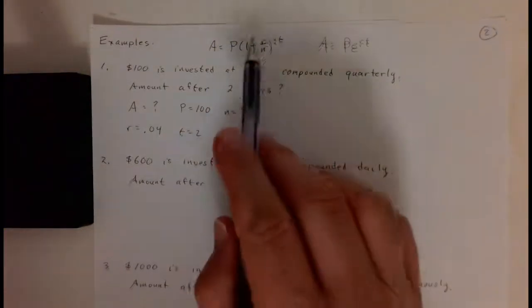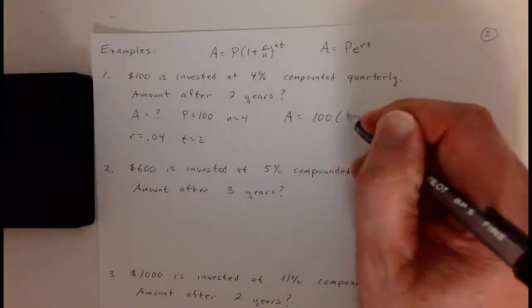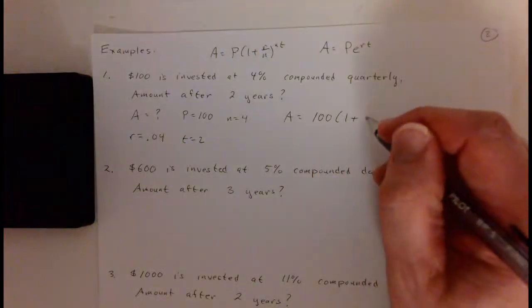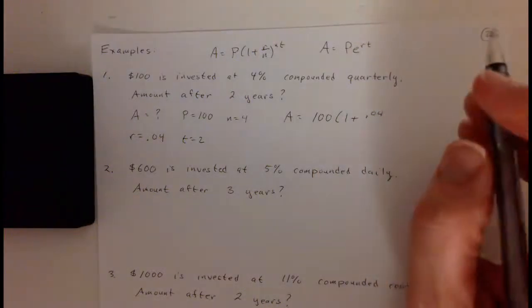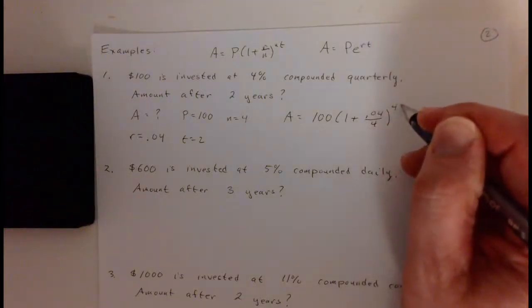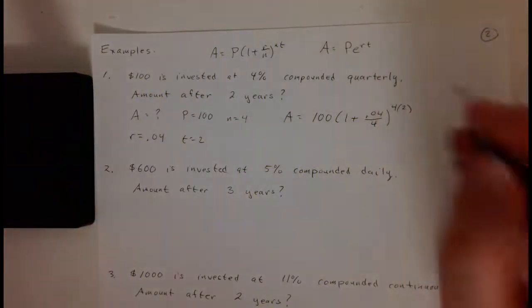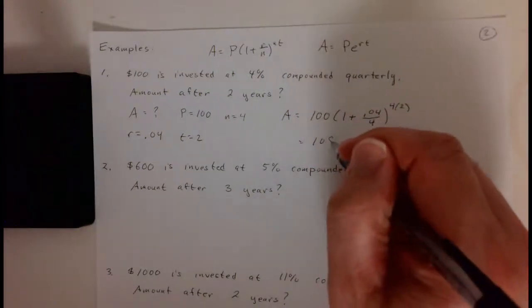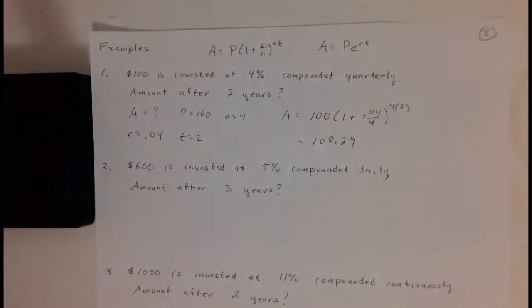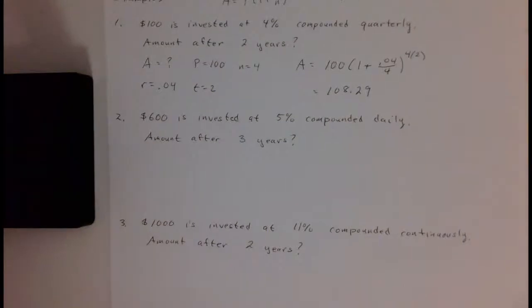Plugging it into this formula, we get that A is 100 times 1 plus 0.04 divided by 4, raised to the 4 times t, which is 2. When you plug this into your calculator, this turns out to be 108.29. We do that, of course, because we're talking about money, so we round to the nearest cent, or 2 decimal places.